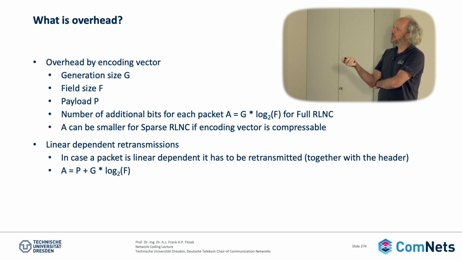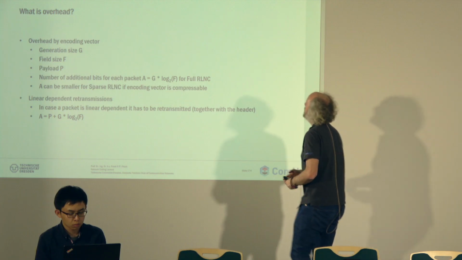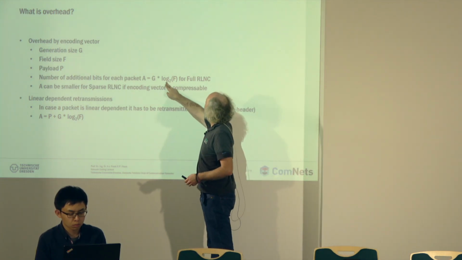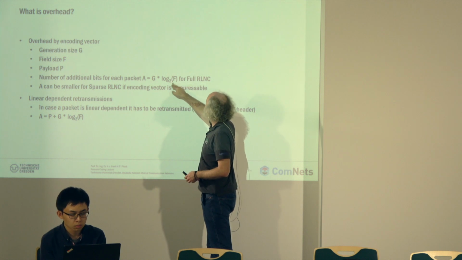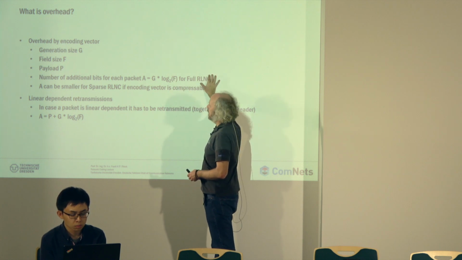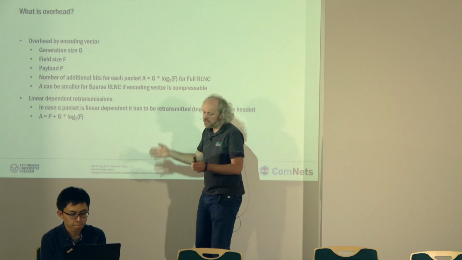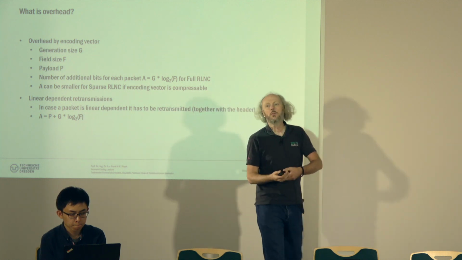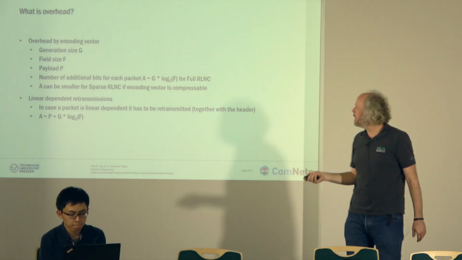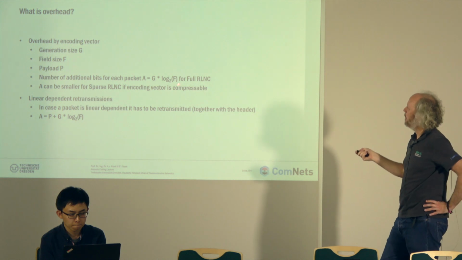This depends on the generation size, on the field size, and on the payload. And therefore, the number of additional bits for each packet is only G multiplied by log base 2 of the field size if you use full RLNC, right? That can be smaller if you have it sparse, if you can compress it, or if you use the perpetual. There you can deal with it. This is the maximum, right, that can happen to you. But you can do this.